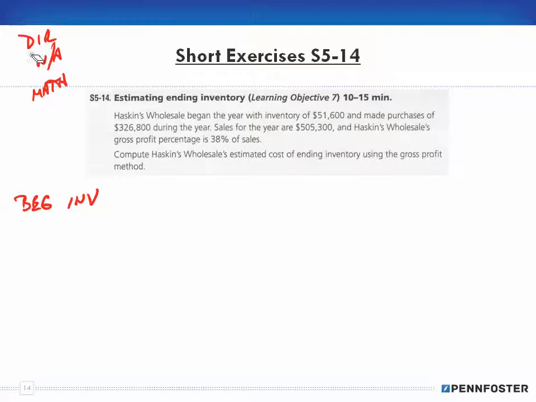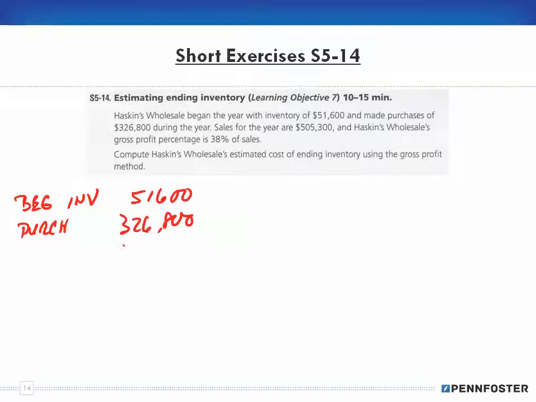So we have a beginning inventory of 51.6, and we made purchases of 326,800. That gives us a cost of goods available for sale of $378,400. That is what's available.